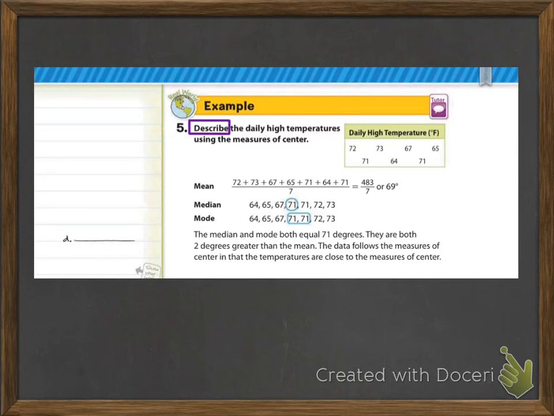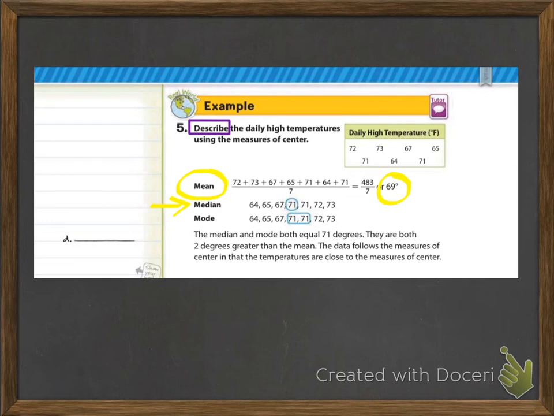So to find the mean, you'll notice here that they added up all the numbers, and they divided by 7 because we had 7 numbers in our data set. So they end up getting 69 degrees. Because we're talking about temperature, they use that little 0 to represent the word degrees. Then for median, they put the numbers in order from least to greatest, and they found that the median was 71. That's your middle number. And then they found that the mode happened to also be 71 because that's the temperature that shows up more often than any of the other temperatures.